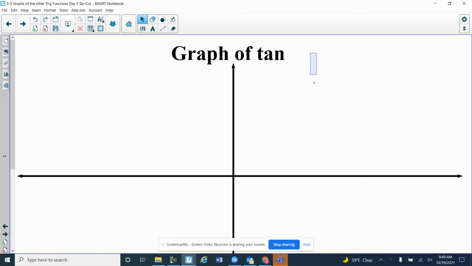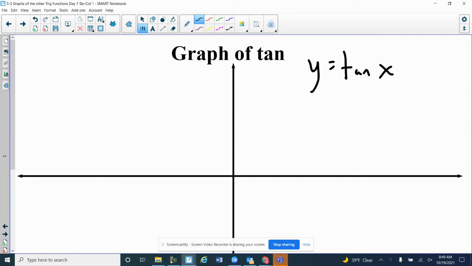Tangent graph. All right, so y equals the tangent of x. We're going to kind of cheat here a little bit. Get your calculators out. And I'm going to mark along the x-axis the same thing that we did for the sine and cosine. So I'm going to go over here to pi over 2, and then pi, and 3 pi over 2, and 2 pi. And I can go in the other direction as well. I'm just going to stop there for the negative pi over 2.